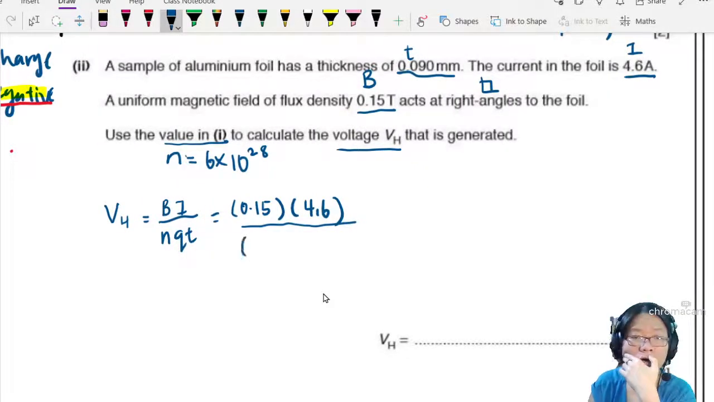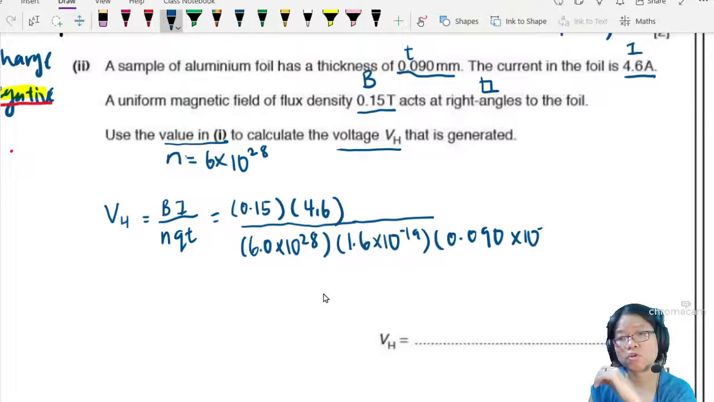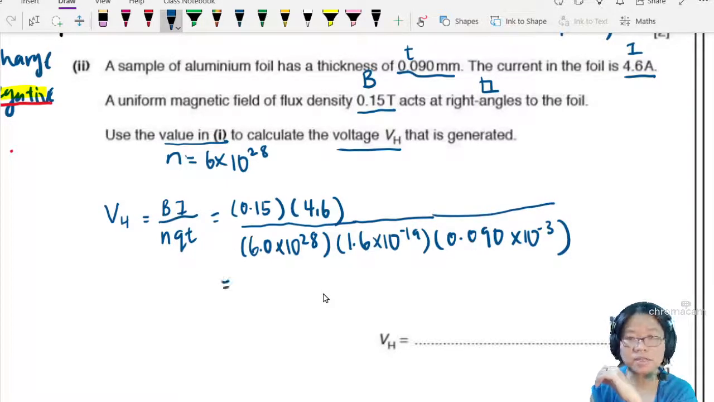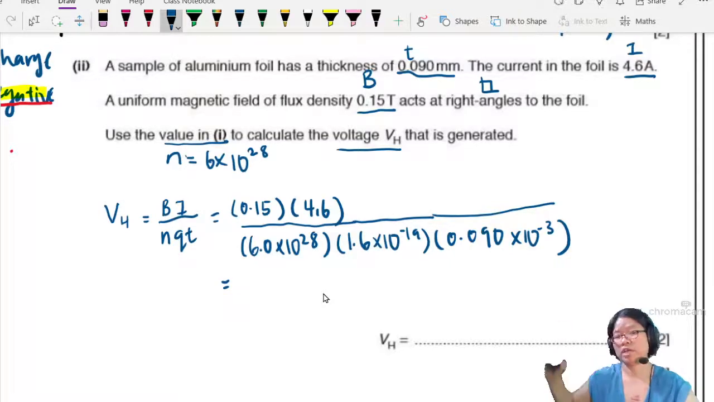Number of charge carriers per unit volume, or charge density, will be 6.0 times 10 to the power 28. I will copy the value given in the question itself in part 1. Charge of an electron, 1.6 times 10 to the power negative 19. Thickness, 0.090, don't forget to convert to meter. So just show all your substitution clearly. That will be your first mark. And then pressing your calculator will be your second mark.